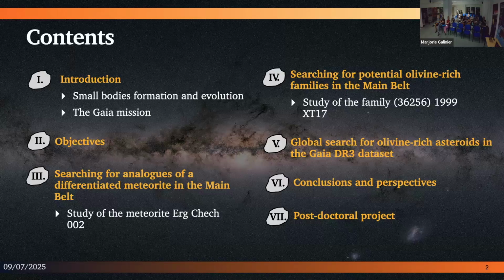I will first give a brief introduction on small bodies and the Gaia dataset. Then I will present the objectives of my thesis, and I will talk about 2 main projects: the search for differentiation by searching for analogs of a meteorite, and the search for potential olivine-rich bodies in the main belt. Then I will talk briefly about the postdoctoral project.